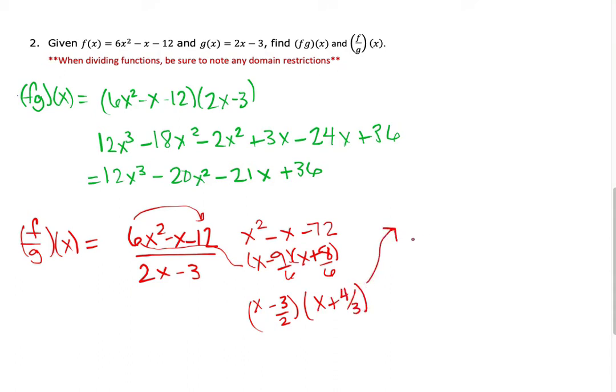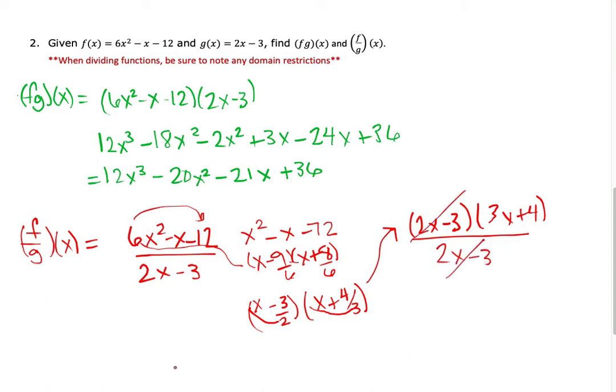This is all still my numerator. So I'm going to rewrite that as 2x minus 3 and 3x plus 4. If you remember, you can just bring this little denominator back up. And then I still have my original denominator of 2x minus 3. So that means I can cancel those factors out.